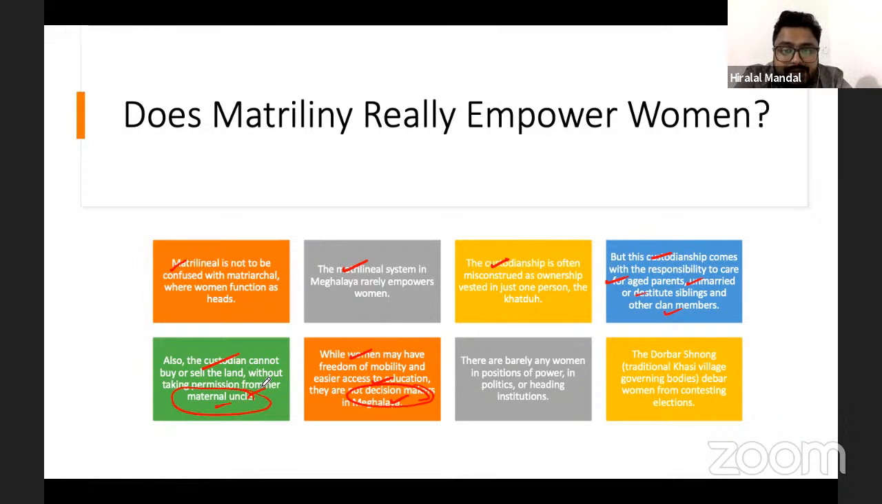Okay, largely it is because of the fact that since independence, they are not in a position of power, they are not in politics, they are not heading the institutions, neither are they in the bureaucracy. As a result of that, there is no representation of women, and therefore their power has continuously gone down when it comes to taking decisions in the family.